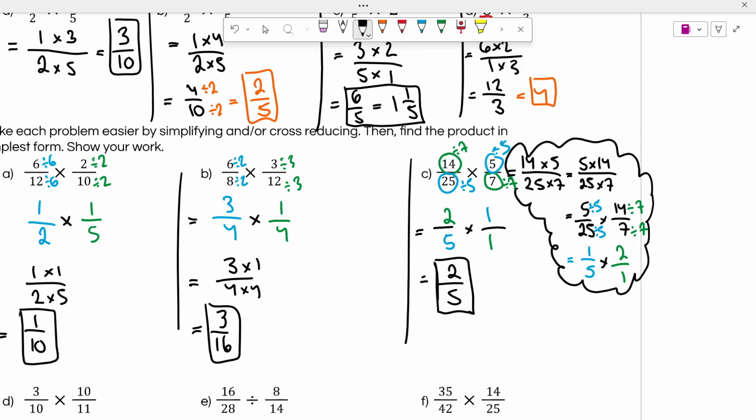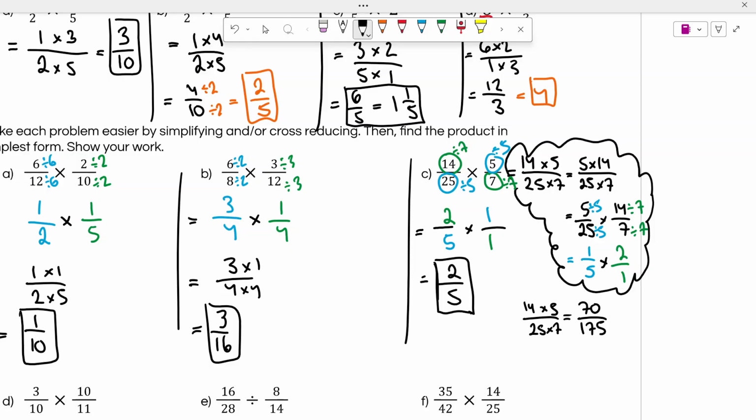Okay. It's not impossible to get the correct answer without doing your cross-reducing. You could just do your 14 times 5 over your 25 times 7. 14 times 5, well, 10 times 5 is 50, plus another 4 times 5 is 20. 50 plus 20 is 70. 25 times 7, well, 25 times 4 is 100. 25 times the remaining 3 is 75. But now we have to reduce 70 over 175.